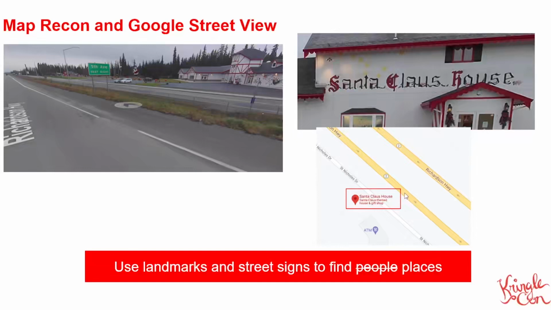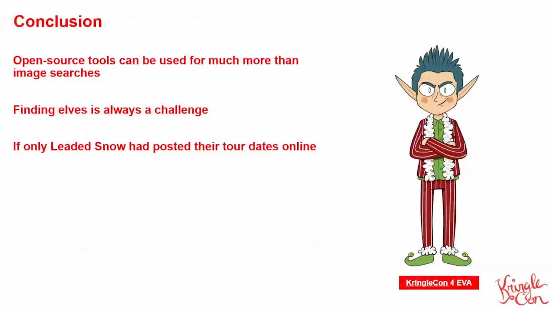So as you can see, we're able to use landmarks and street signs to find places. Not people. We're not stalking people. We're stalking elves. Okay. So in summary, open source tools are very useful to find things on the internet in addition to image searches. But finding elves is always a challenge, as they are always out there handing out bits to everyone. Now, if only Let It Snow had posted their tour dates online, this might have been a little bit easier.